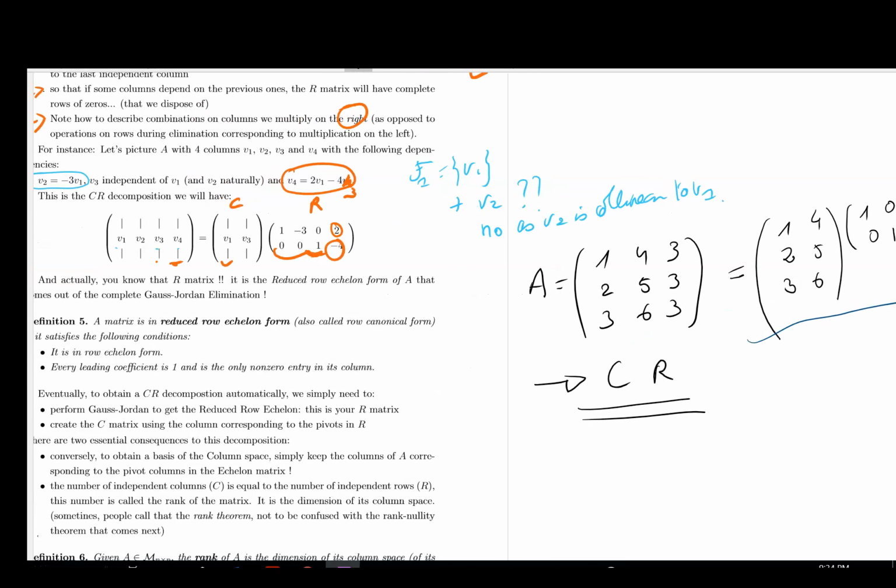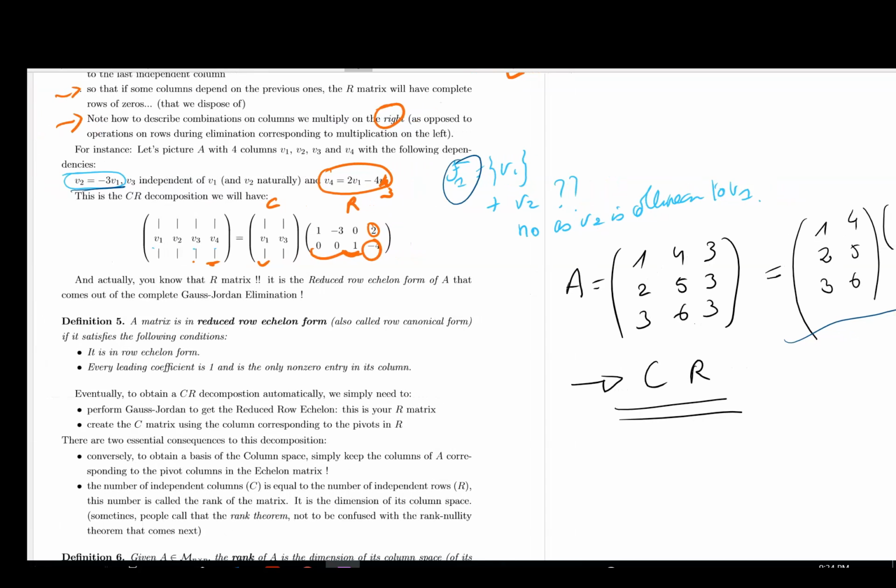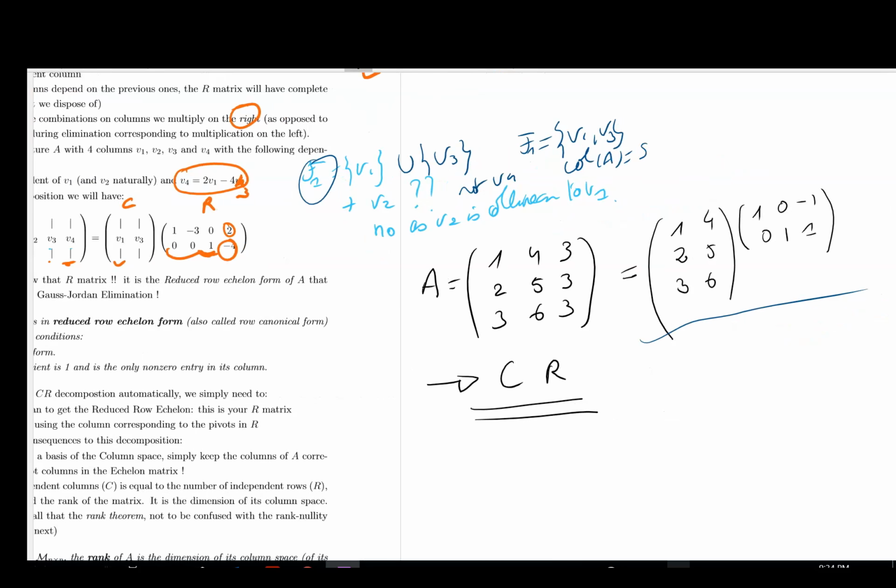I was building my family of independent vectors, and I had begun with V1. I wondered, should I add V2? Well, the answer was no, because the V2 we were considering here was collinear to V1. Then we should add V3 because it's independent, but not V4, so that our basis in that case would have been just V1 and V3, and the column space of A was reducible to the span of V1 and V3.